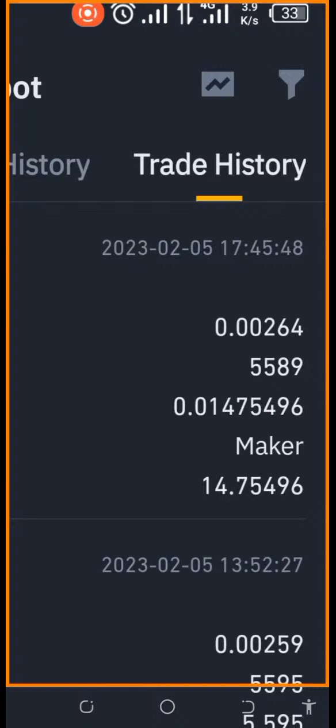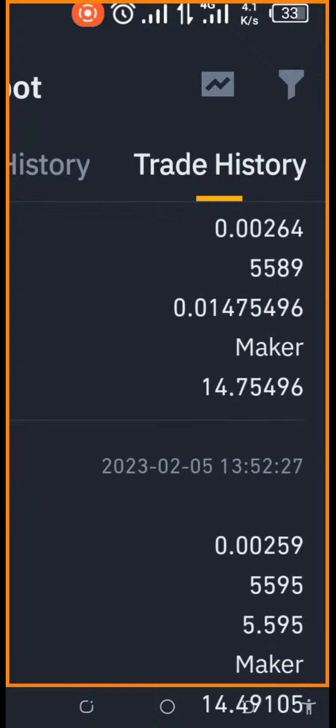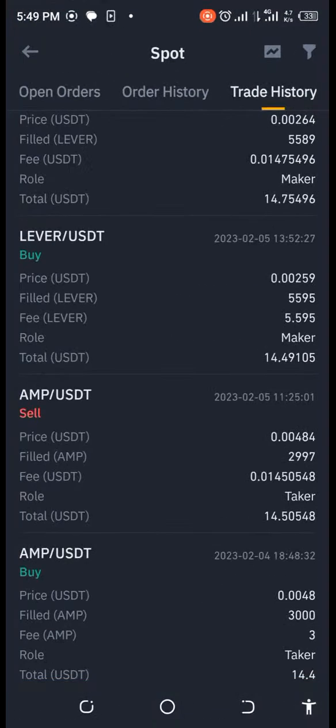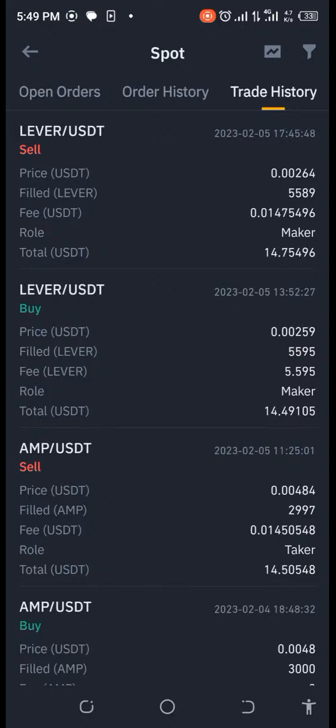2640, that's 0.00264, and immediately got sold. So this is actually a good threshold. If you take a good look at the distance, from 2590, that's about 50 in between, which is fine. And then you'll still be able to make profit, right, as I've shown you.